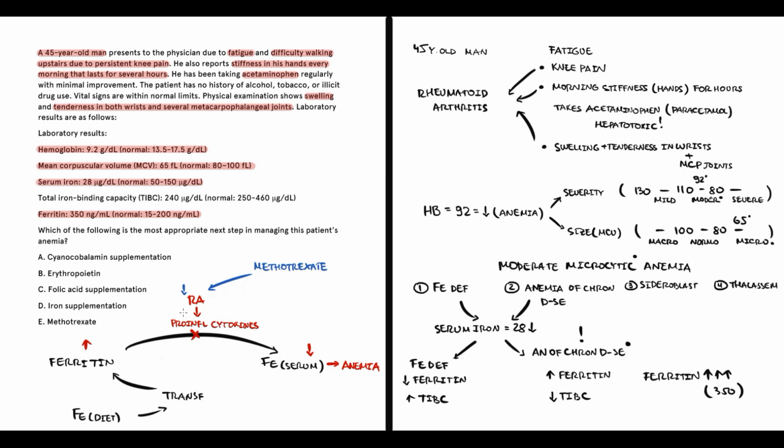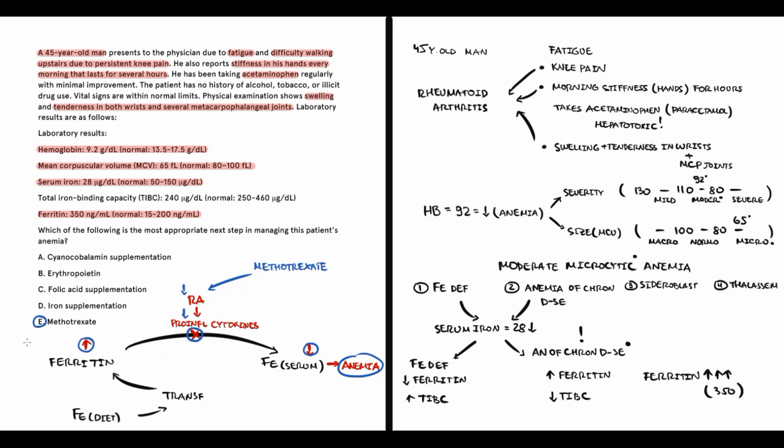So in this case, to treat anemia, we have to treat rheumatoid arthritis, and to treat rheumatoid arthritis, we have to prescribe methotrexate. With a decrease in activity of rheumatoid arthritis, the production of pro-inflammatory cytokines decreases. This causes normalization of serum ferritin and serum iron, which corrects the anemia. So the right answer here is methotrexate.